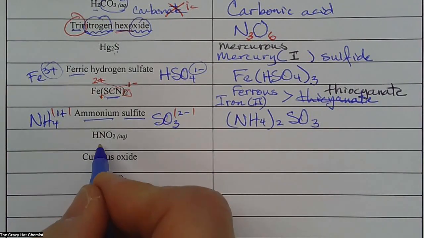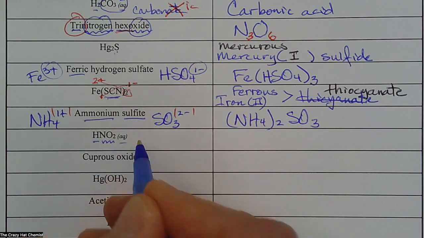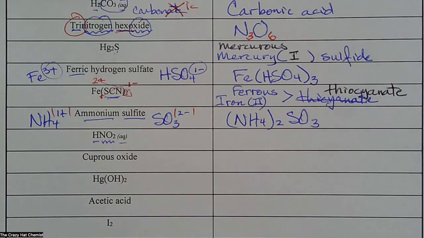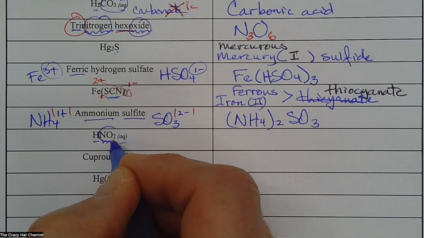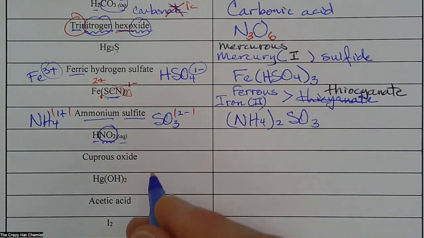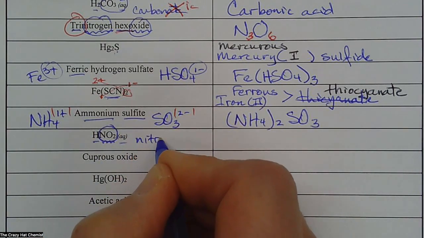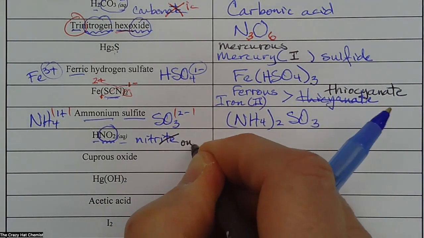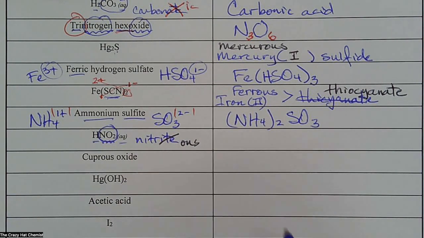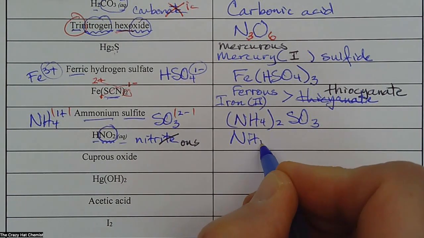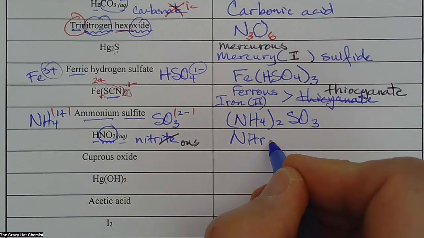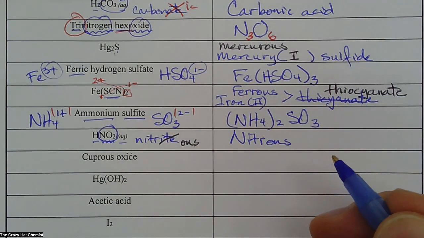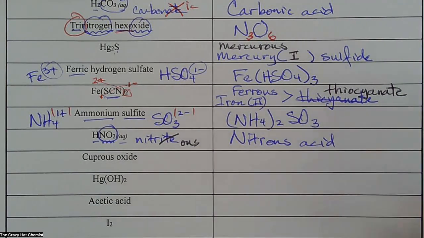Okay, this next one is H and an NO2. It's an aqueous. It doesn't need the aqueous, but we do recognize that this is an acid. So I'm going to get the name of this polyatomic ion, and that's nitrite. Okay, and ite becomes ous. So this is going to be nitrous acid. There we go, nitrous acid.